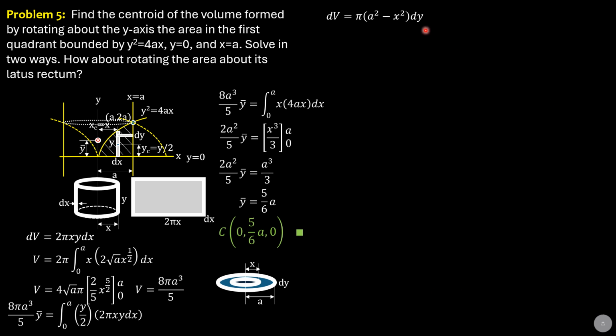So the variable of integration is y, and x squared is simply y squared over 4a, quantity squared. So volume equals pi integral 0 to 2a of a squared, again, x squared is equal to, from the equation here, y squared over 4a, quantity squared. So y squared over 4a quantity squared is y to the fourth over 16a squared, and dy.